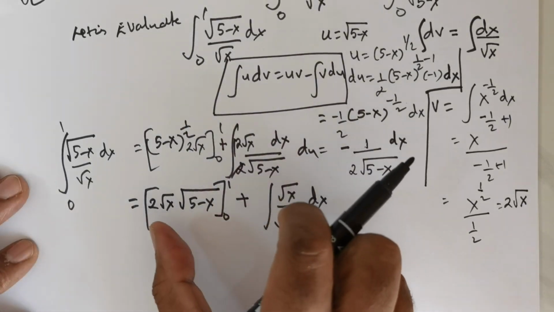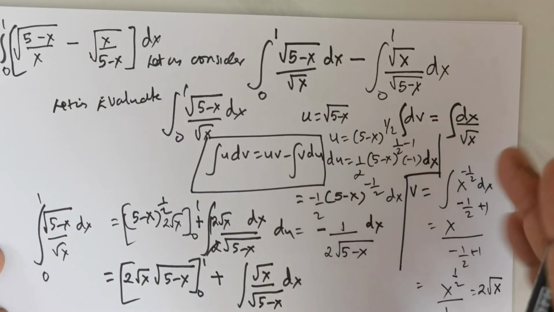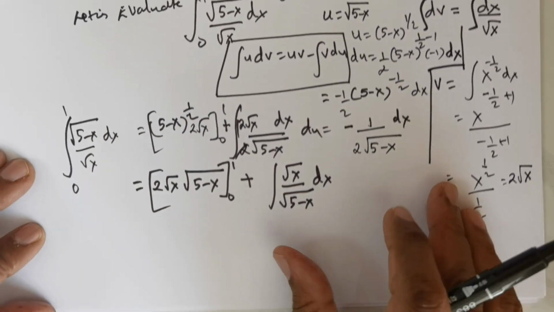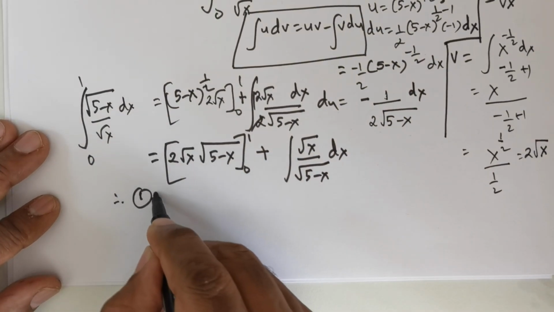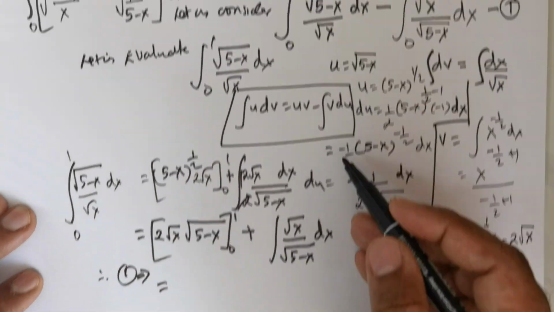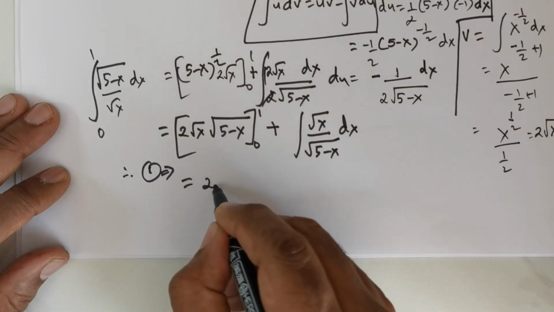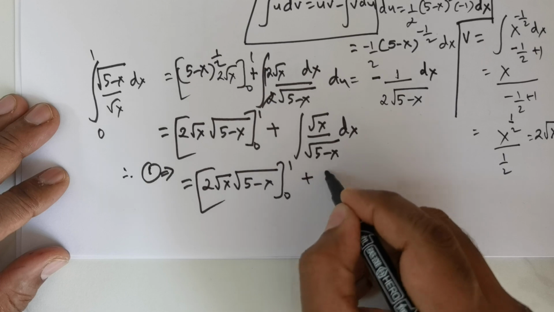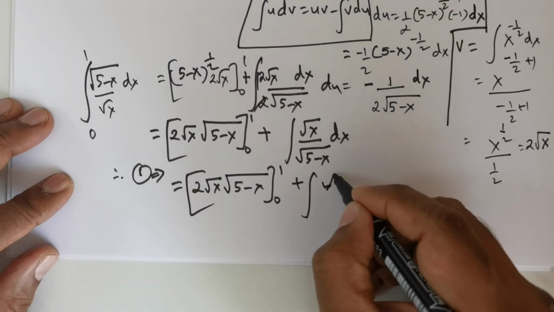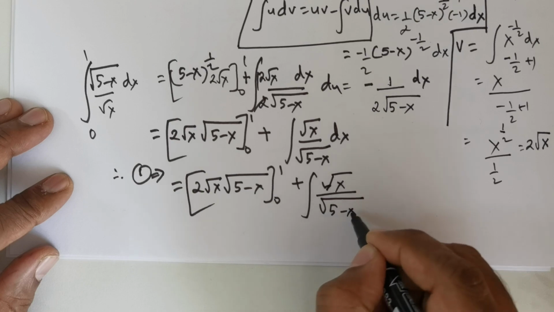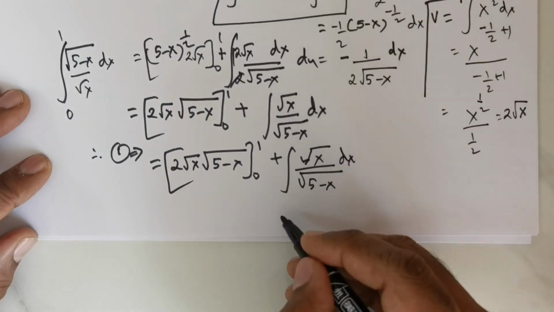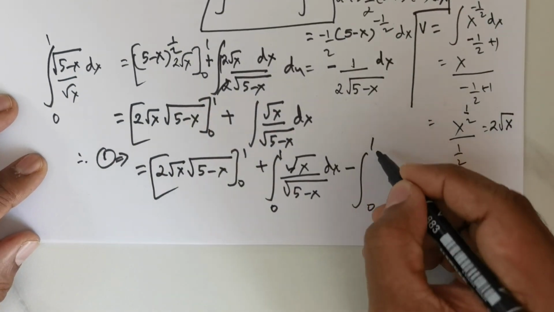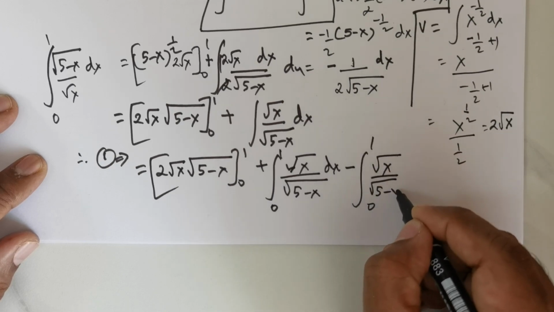Now I would like to replace this by this over here. Okay, let me consider this to be 1. So I'm going to replace this by the value that I've got here. So 1 can be rewritten as 2 times root of x times root of 5 minus x, the limits are 0 to 1, plus integral of root of x divided by root of 5 minus x dx, followed by this quantity. So let me place the value. This has got a negative sign. So negative integral 0 to 1 root of x divided by root of 5 minus x dx.